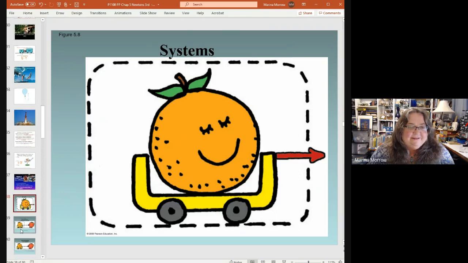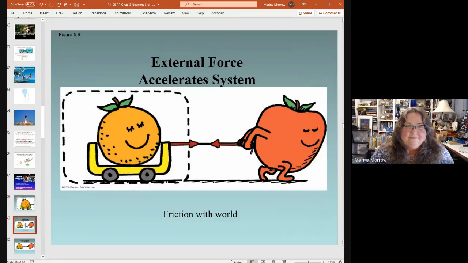And this system consists of this orange sitting in this cart. Okay, so let's go look at the next picture. Okay, now the idea is that the orange was experiencing a force. And this is an external force. It comes from outside the system. So that is one of the phrases that you're supposed to figure out: external force. Comes from outside the system. And what happens is that the orange is going to be pulled by that force and it's going to accelerate. So external forces accelerate systems.